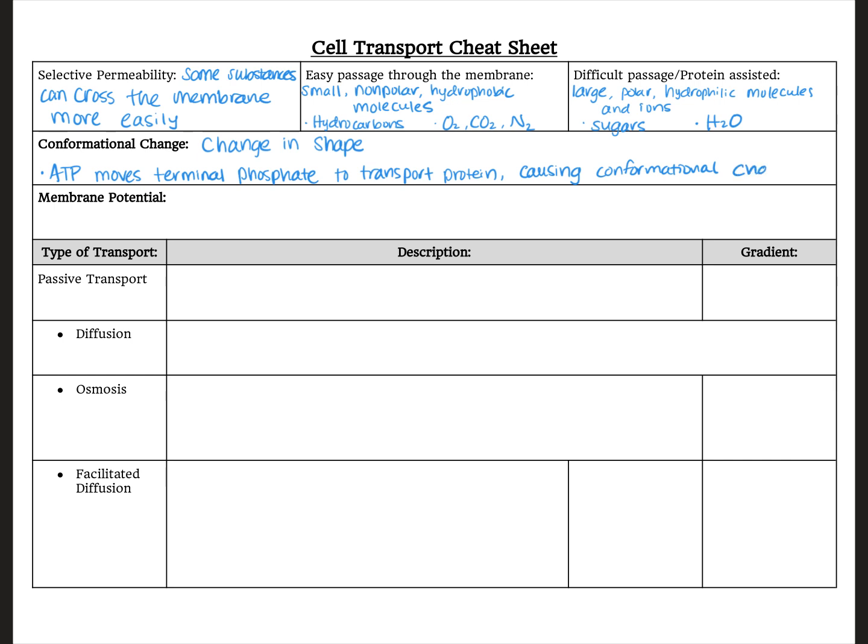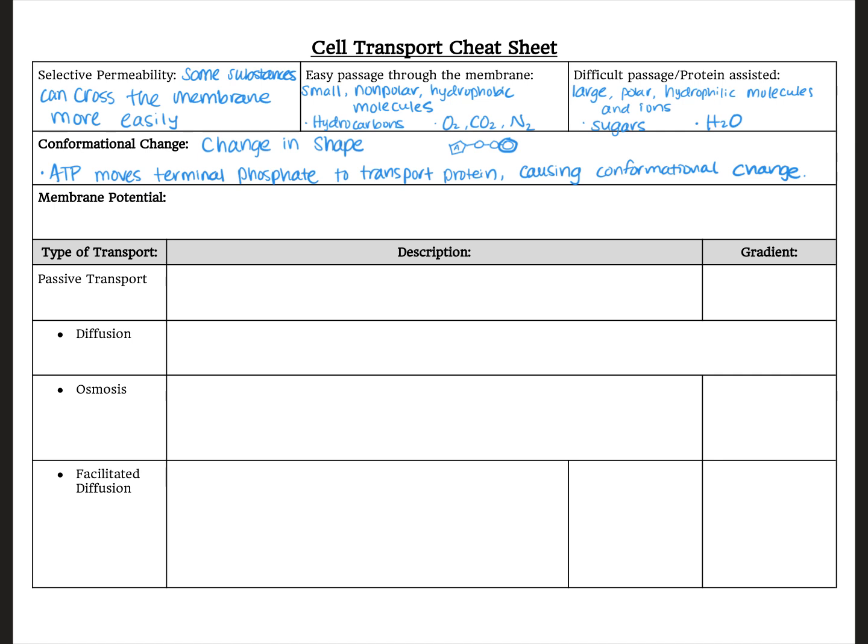So essentially what this means is, and you don't have to draw this, but here's the 3 phosphates in ATP. So this would be the adenosine molecule, and then the little circles will be the phosphates. It's going to take this terminal, this last phosphate, and essentially donate it or move it to the transport protein, and that's what's going to cause those conformational changes.